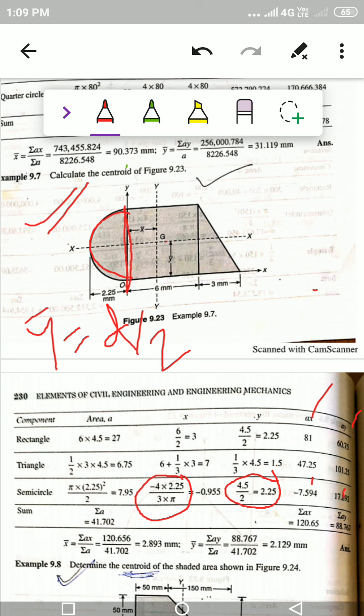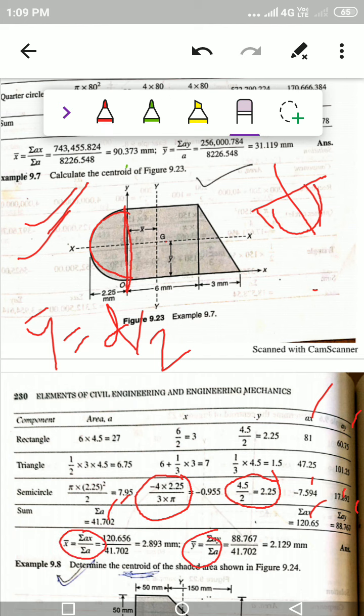Here what is important? If any geometrical figure is on the left side of the y-axis, then it is negative, and if it is below the x-axis, then also the value is negative. So after that you calculate ax and ay, the summation of area, the summation of ax and ay, substitute in the formula, and calculate the x bar and y bar values.